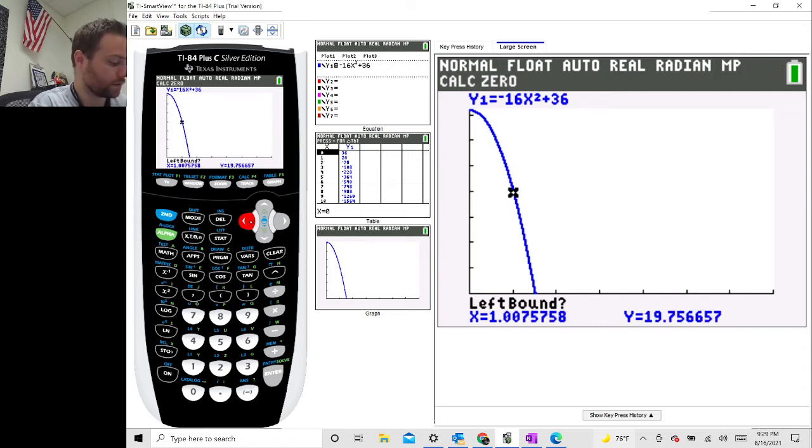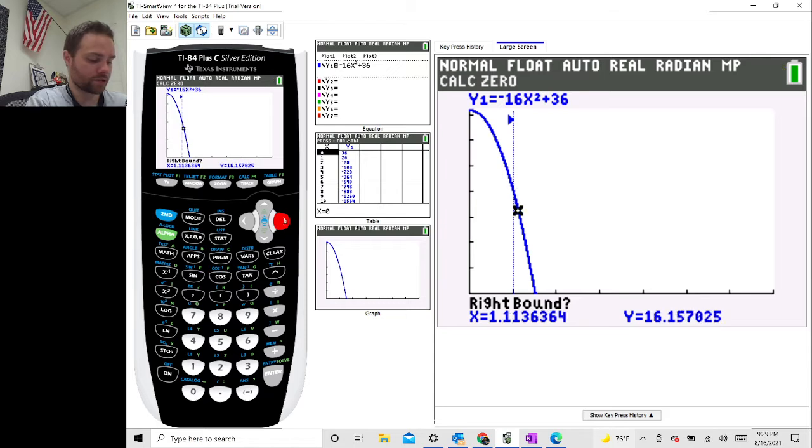Okay, there's my little guy. Left bound means you're going to go to the left of where that 0 is, where that function hits the x-axis. So it hits the x-axis down here. If you take a look, my little cursor is to the left of that x-axis. So I'm going to press enter. That tells the calculator to start searching for the 0 there.